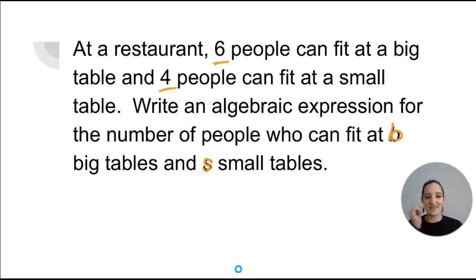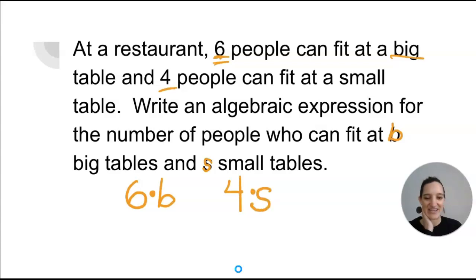So how many people can fit on big tables? 6 people can fit on big tables. So 6 people can fit on each big table. Do we agree with that? And 4 people can sit at each small table. So 6 times B will tell us how many the big tables will fit.